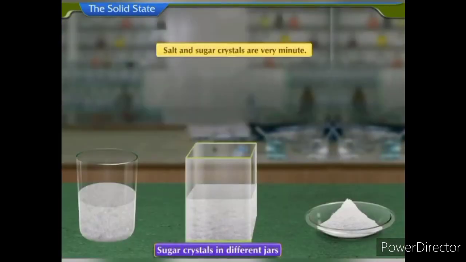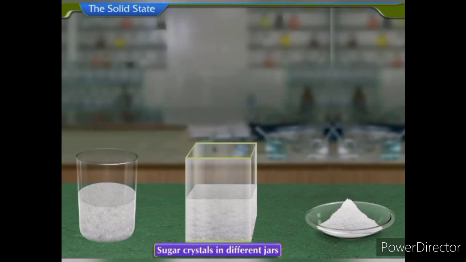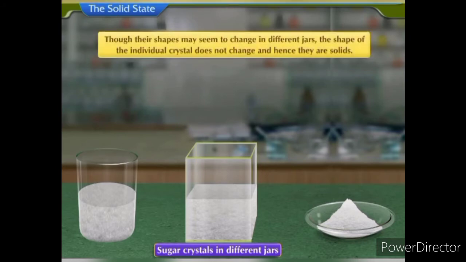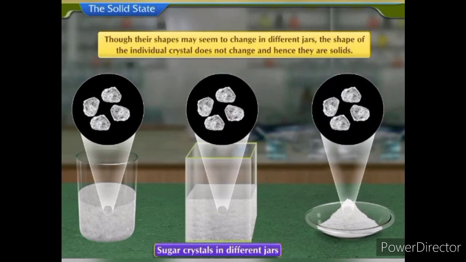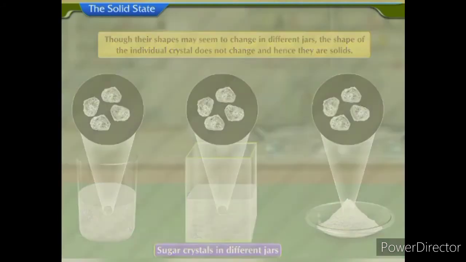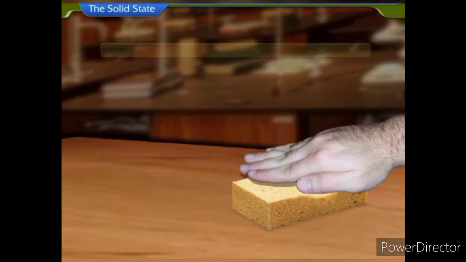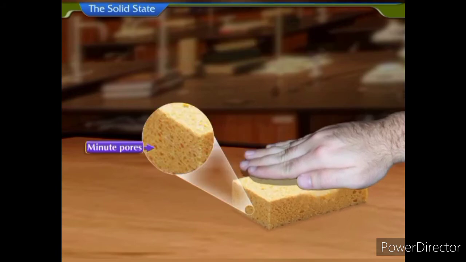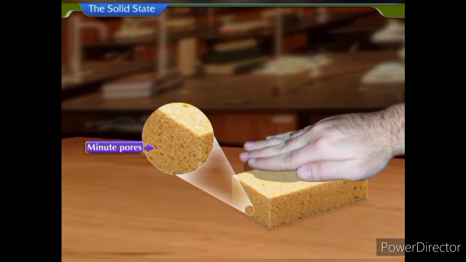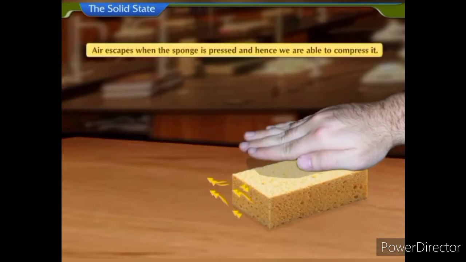Salt and sugar crystals are very minute. Though their shapes may seem to change in different jars, the shape of the individual crystal does not change, and hence they are solids. Sponges can be compressed easily, and yet they are considered solids. This is because they have minute pores which contain trapped air. This air escapes when the sponge is pressed, and hence we are able to compress it.